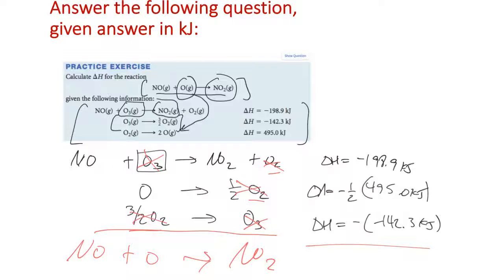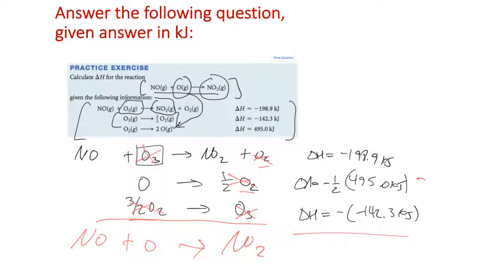We could do this a few ways. One, probably the easy way, is just to write these out: this one would be minus 247.5 kJ, and then the next one would be plus 142.3 kJ. Because I want to take these and add them together. If I'm adding the reactions up, I add up the delta H's. So I would do minus 189.9 plus minus 247.5 plus 142.3. So I get minus 295.